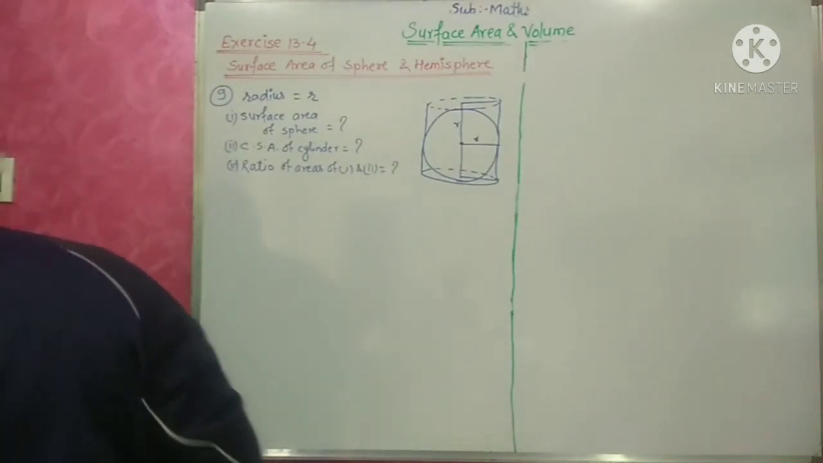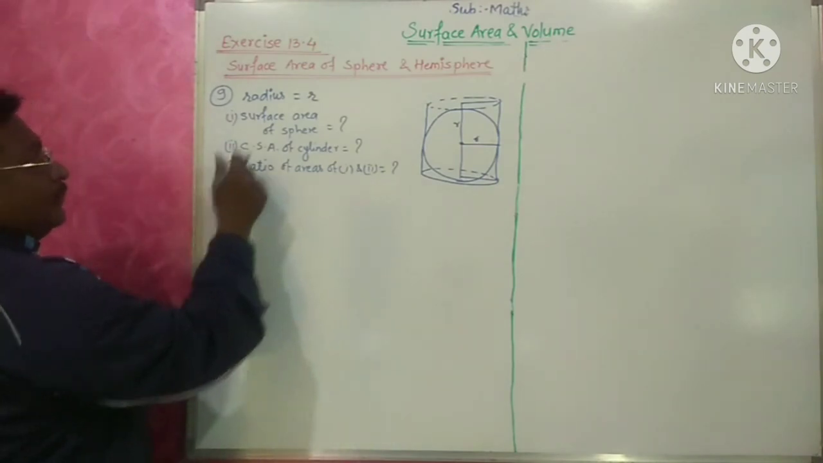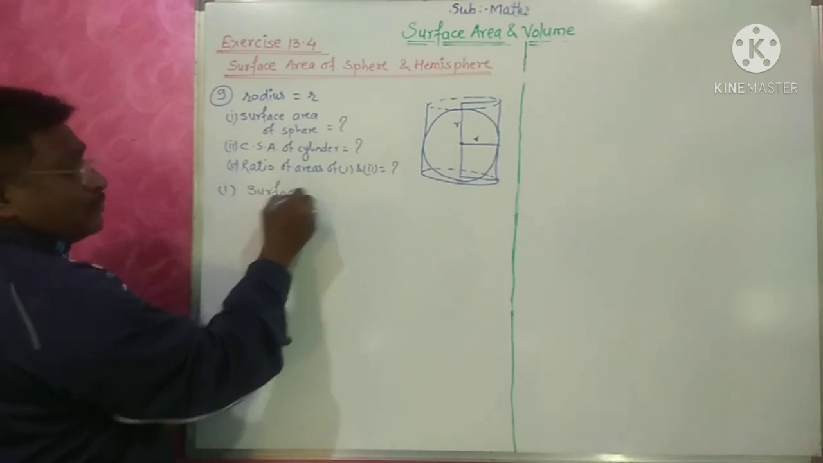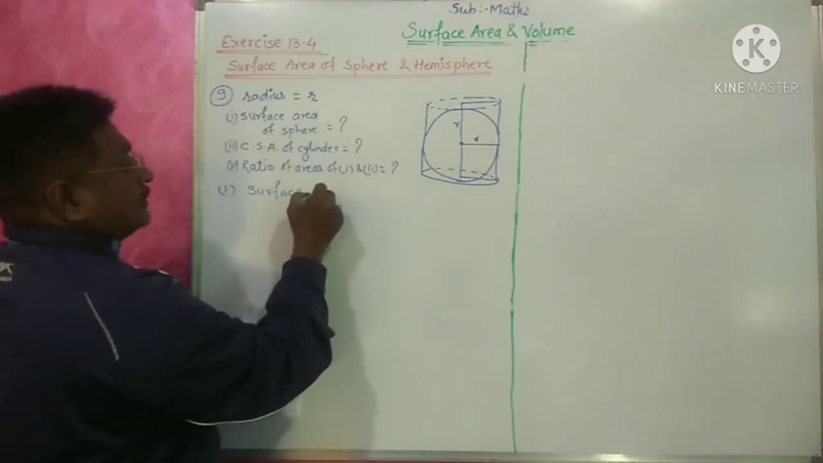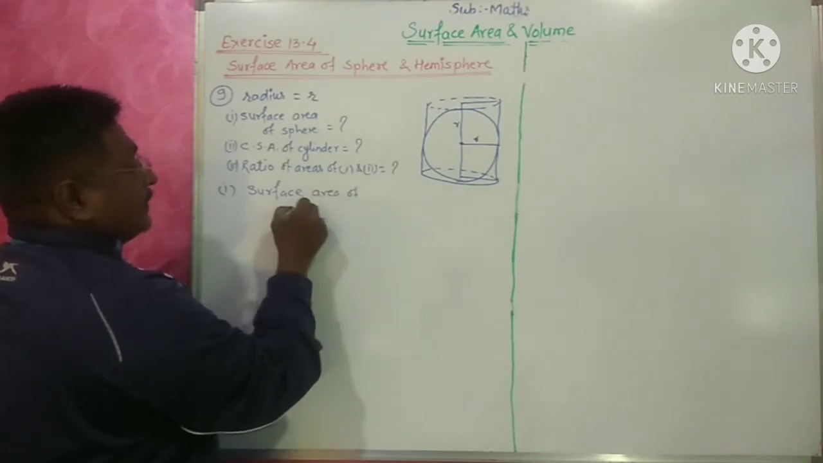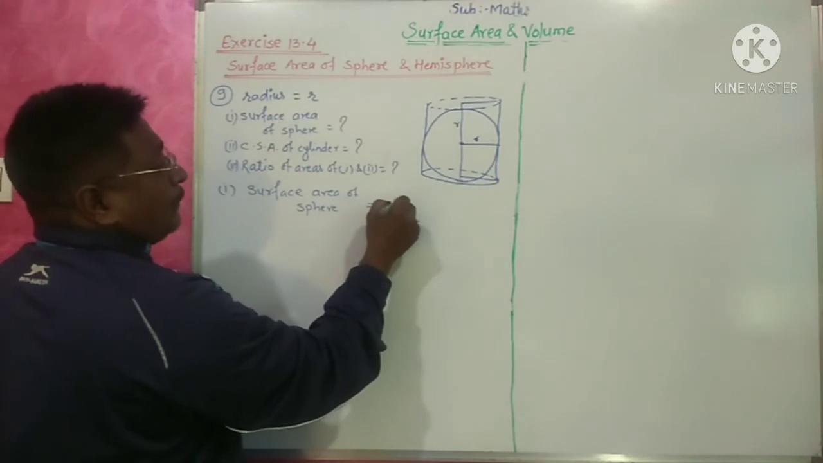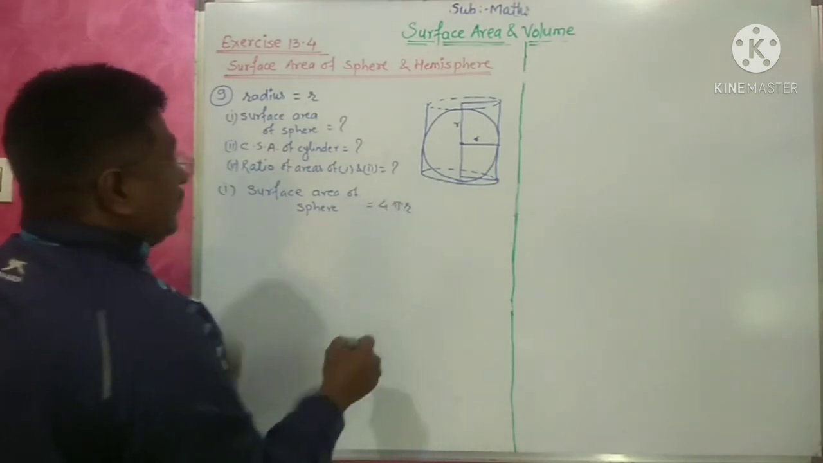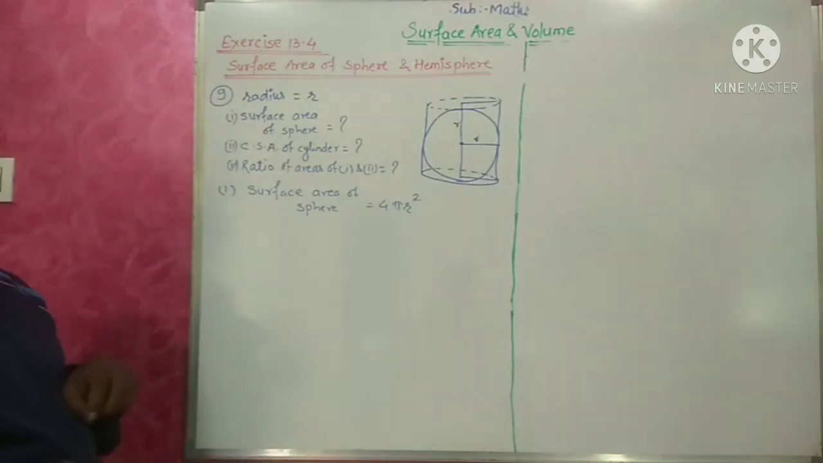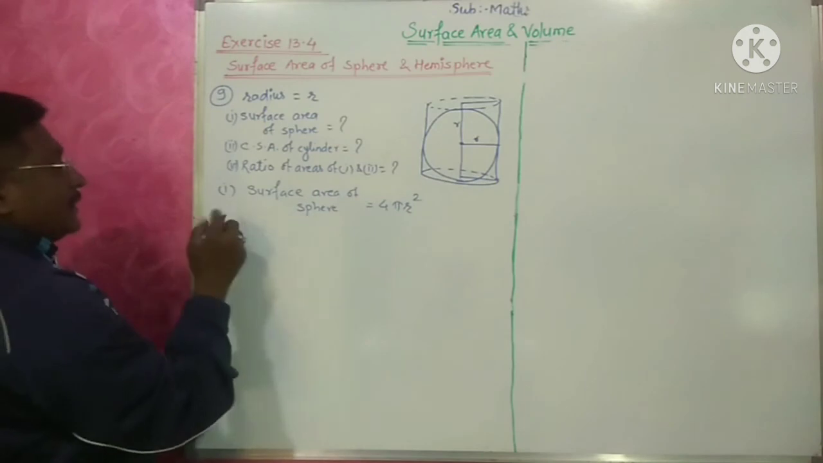So here no value is given. So first, what is the surface area of the sphere? We only have to write the formula. Surface area of sphere. What is the formula? 4 pi r square. So this is the surface area of the sphere.